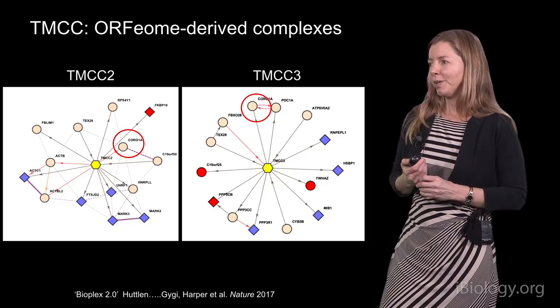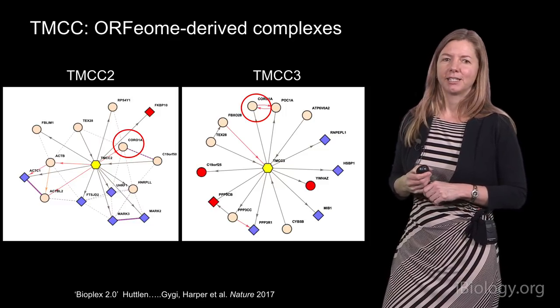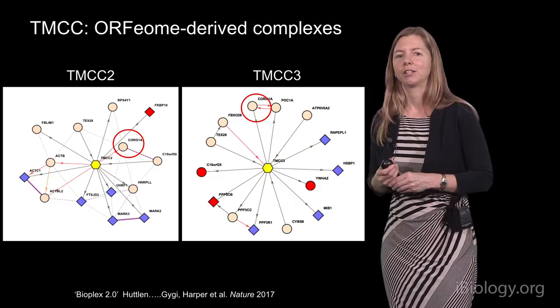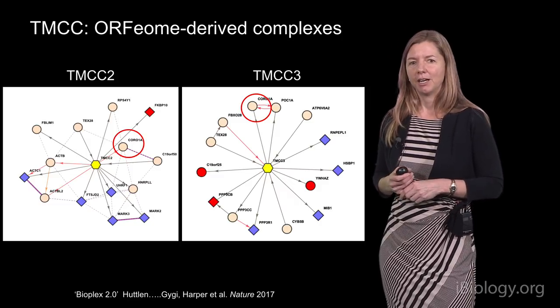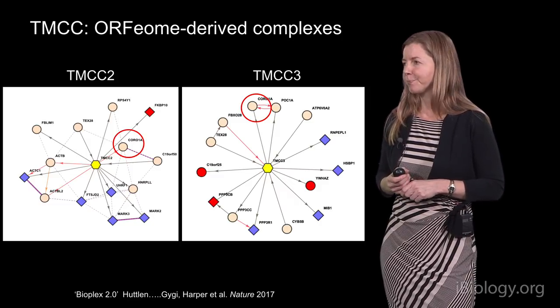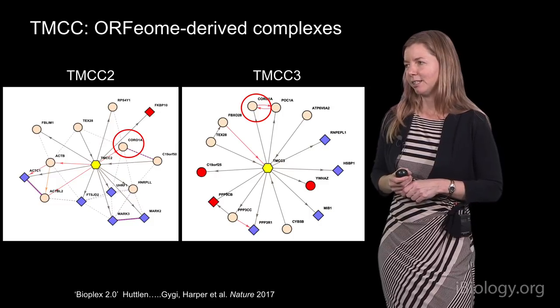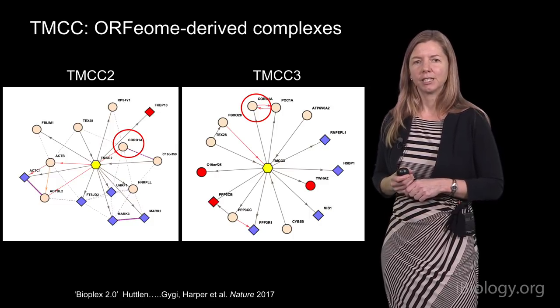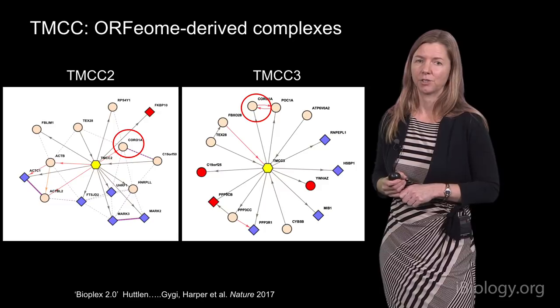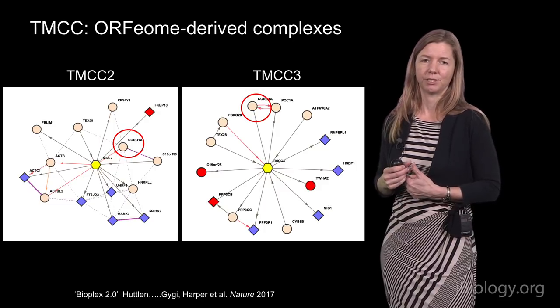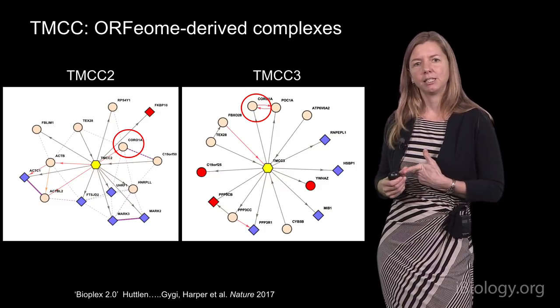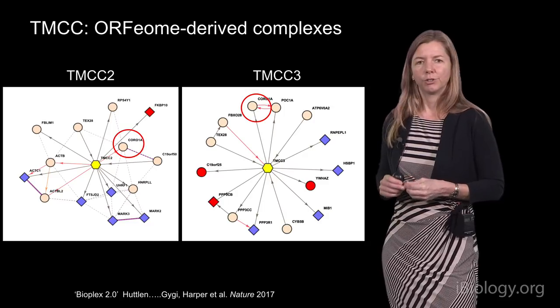And we got a big clue about this from this BioPlex 2.0 screen that was published by Steve Gygi and Wade Harper's lab, because what they saw in this interactome was that some of the biggest interactors for the two paralogs of TMCC1, TMCC2 and TMCC3, was a protein called coronin.